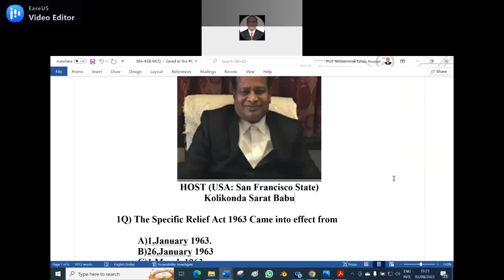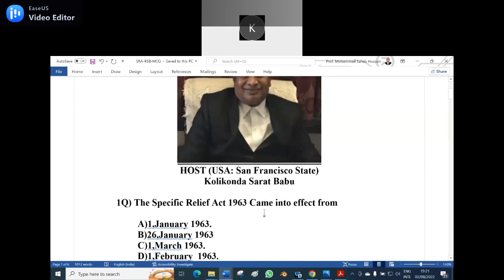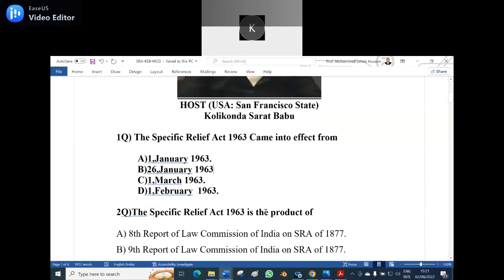The first question is, the Specific Relief Act 1963 came into effect from: option A, 1st January 1963; option B, 26th January 1963; option C, 1st March 1963; option D, 1st February 1963. Option C is the right answer, 1st March 1963.